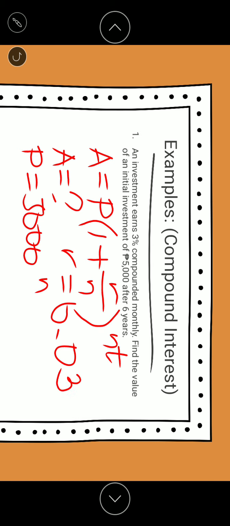And we get N by identifying the compounding seen in the given problem. So makikita natin na may compounded monthly. So meaning monthly, we have 12 months in 1 year. So our N is 12. Then time is 6 years. Okay, so we get the formula and the given facts or values. Let us now proceed to the solution.